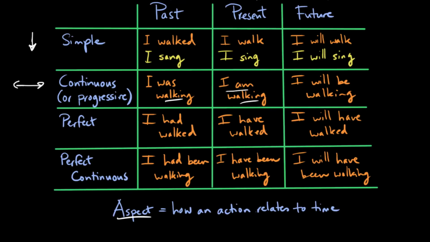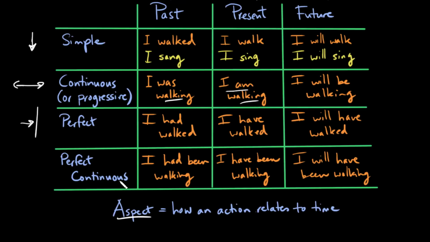The perfect is something that happened in the past and was completed. So it's something that was completed and sort of has an endpoint. Sorry, I shouldn't say in the past, because it can also happen now or in the future. So it's a completed action that happens in the different tenses. So you can say I had walked, I have walked, or I will have walked.